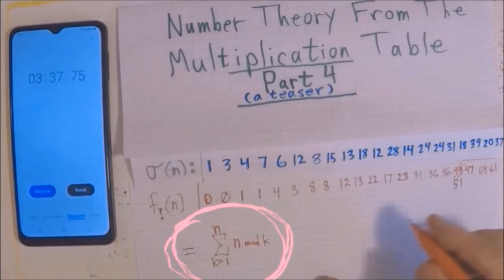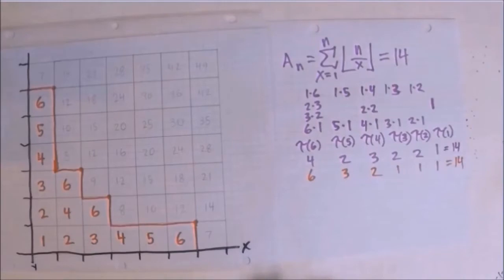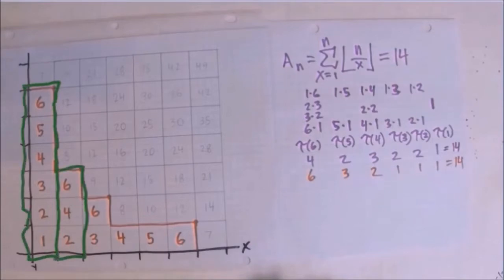I mean, it doesn't seem like the kind of sum that there should be a quick and simple closed form answer for, if it is indeed a closed form. In part 1 of this series on number theory from the multiplication table, we looked at the area made up by the columns, and it's obvious that the height of each of these columns, which are unit width, is going to be n divided by x, floor function.